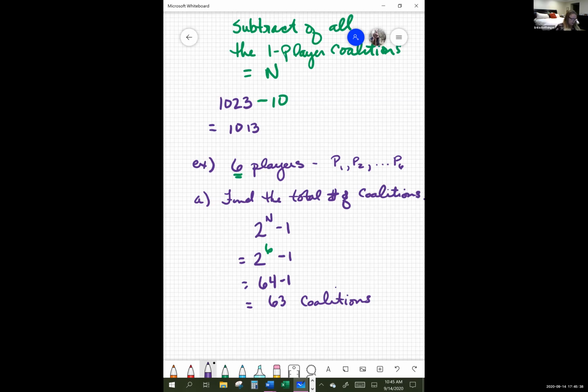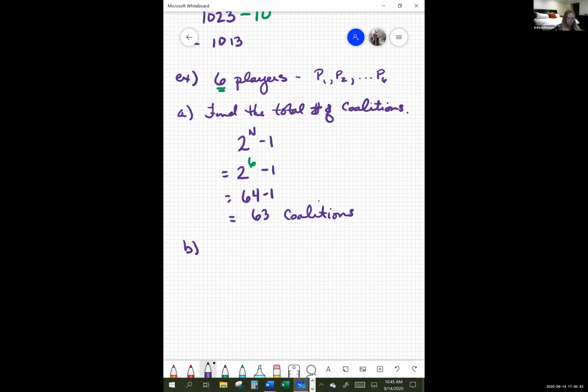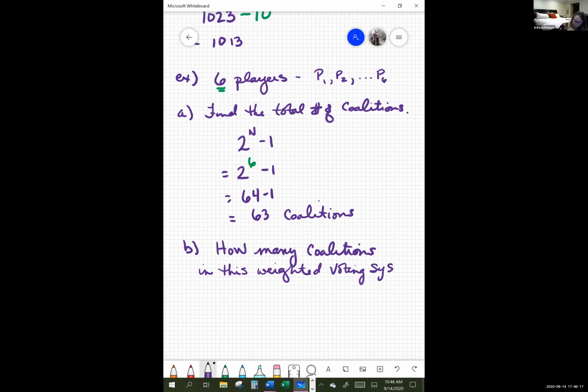So part B, how many coalitions in the weighted voting system do not include player 1? They give us a hint: think of all the possible coalitions of the remaining players.